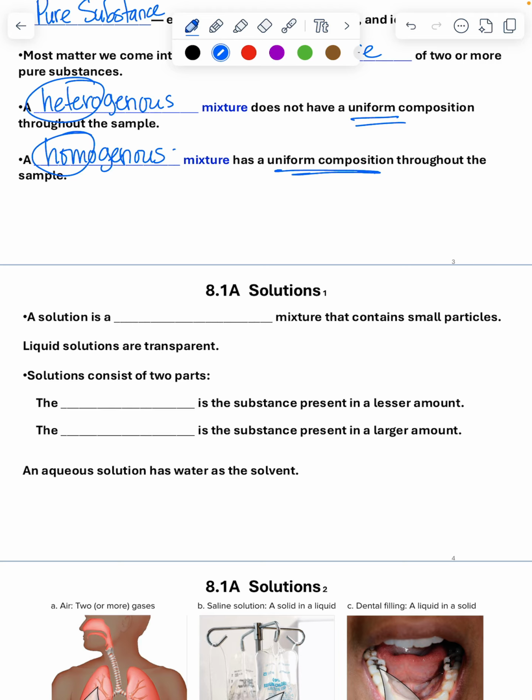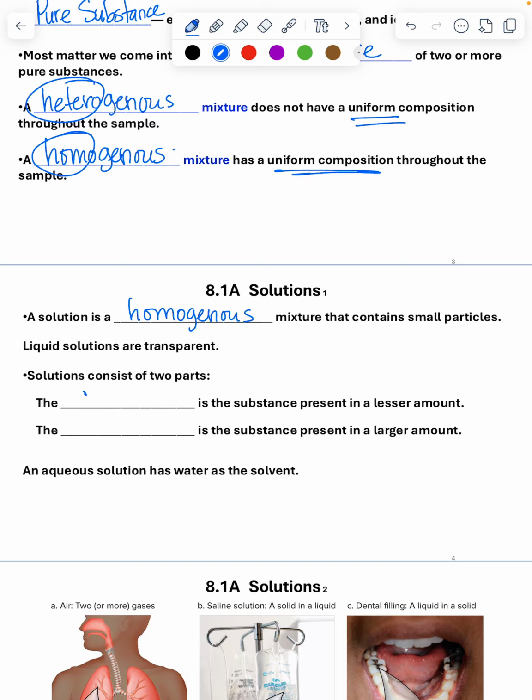First, let's look at homogeneous mixtures. A solution is an example of a homogeneous mixture. It contains very small particles. Usually the liquid solutions are transparent, meaning that you can see through them. And when you look at a homogeneous solution, you can't distinguish between the solute and the solvent.